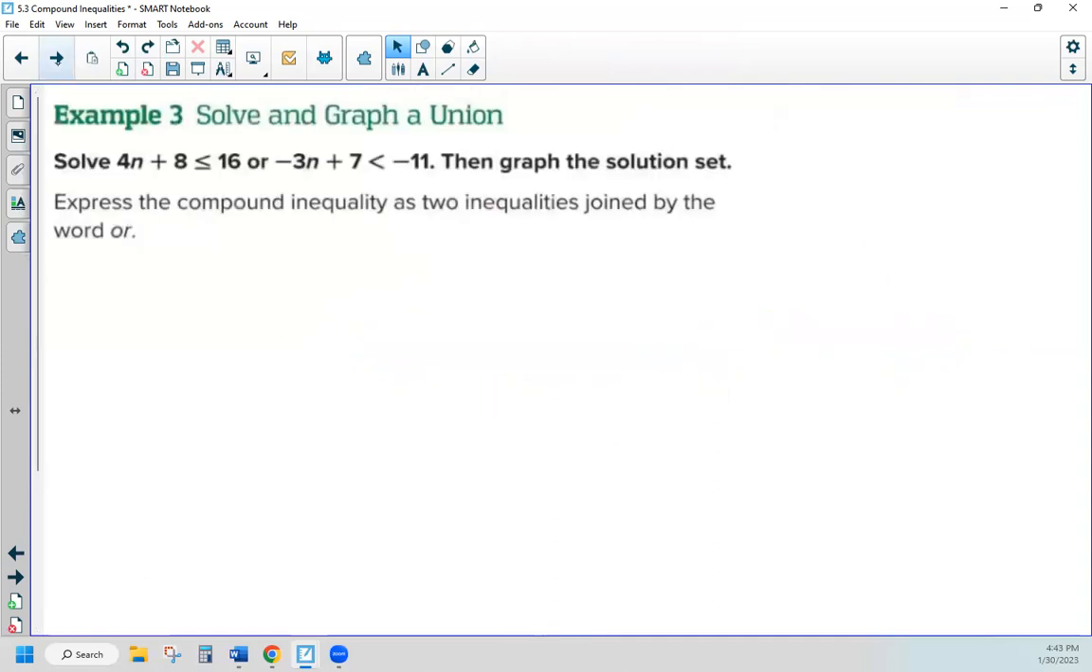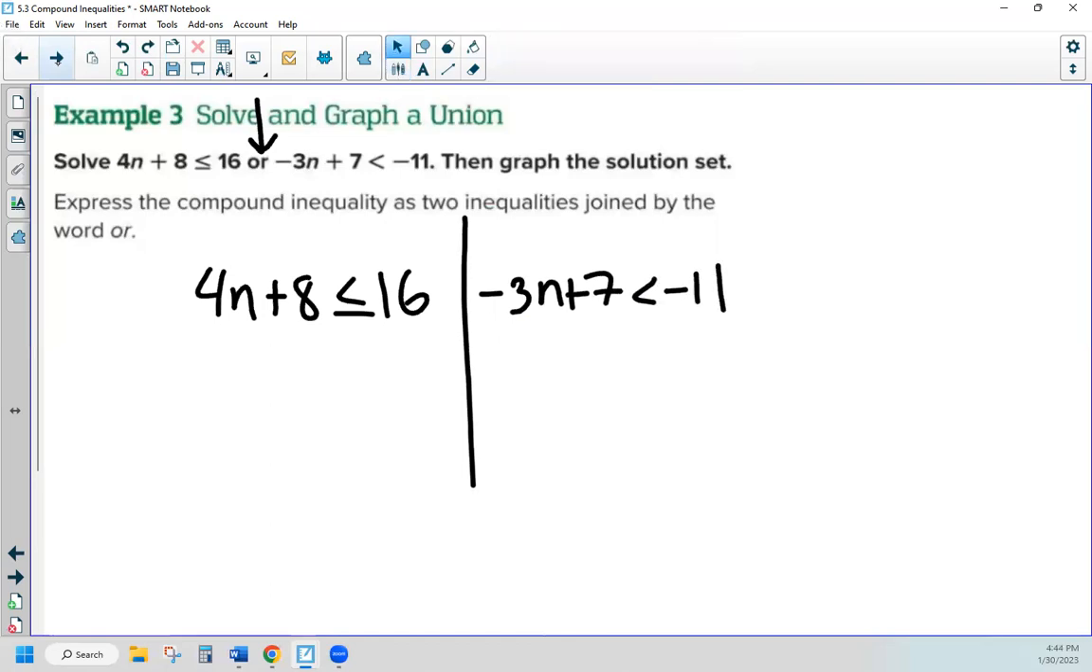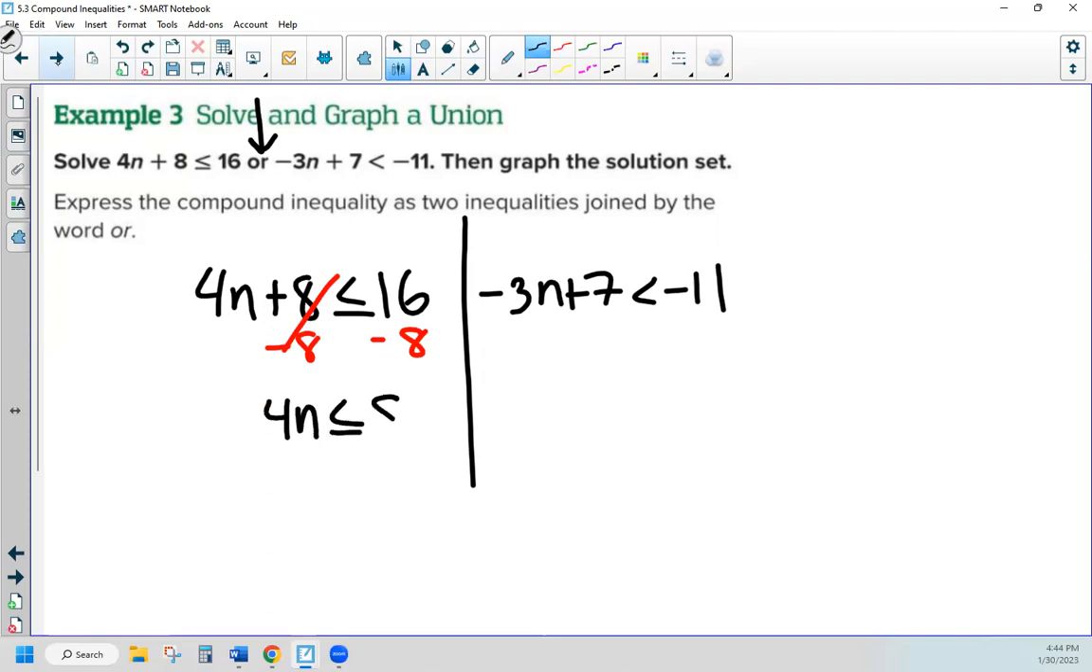So let's go ahead and do an example just so you guys can see what we're talking about. 4n plus 8 less than or equal to 16. Now, the beauty of this one is that or problems are going to be very obvious. They literally have the word or next to them or in between them. And this just feels like completing two simple problems right next to each other. So let's start with this left side by taking 8 to the other side by subtraction. That is going to give us 4n less than or equal to 8, divided by 4. Cancel, leaving us with n is less than or equal to the number 2.